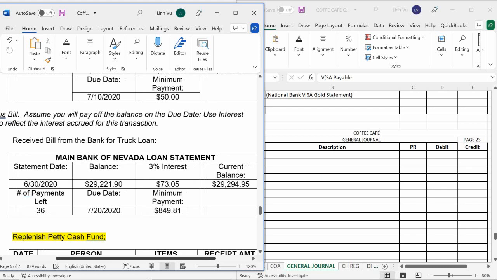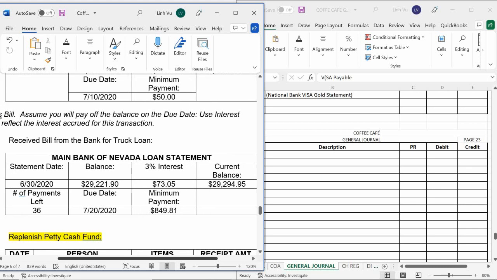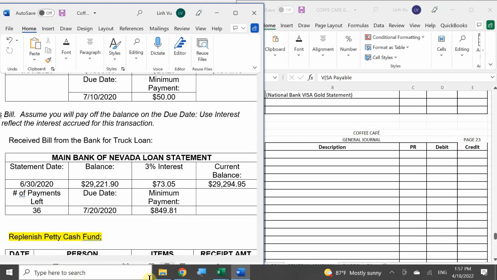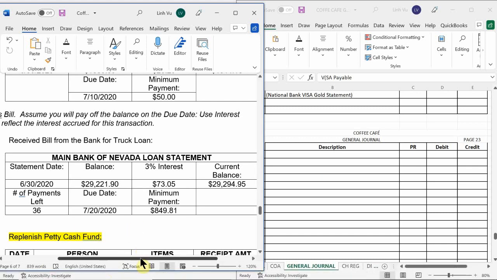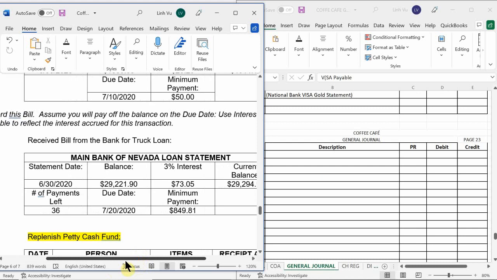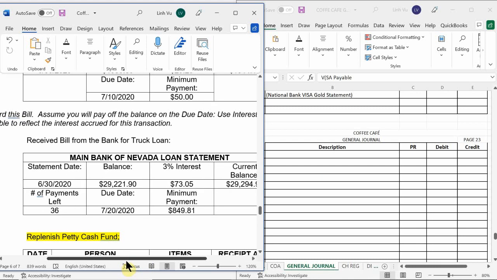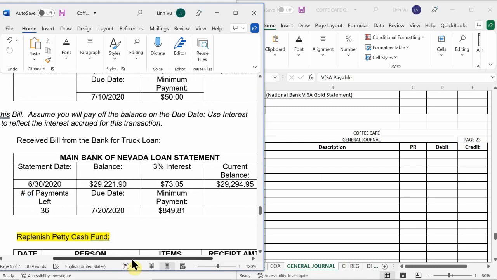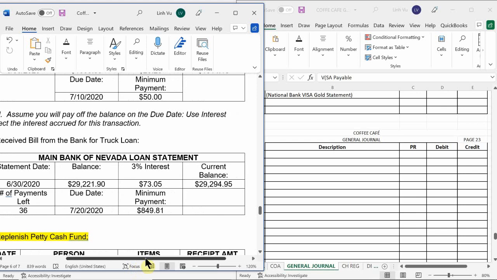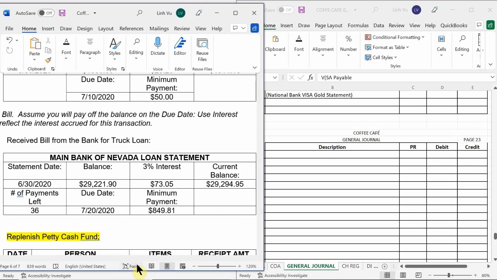Okay. Now, of course, we're not going to pay it today. We're going to choose to pay this later. Okay? So we're just receiving the bill because we have 20 days to pay for this. So in this case, $849.81 is a lot. So we have 20 days to pay this off.